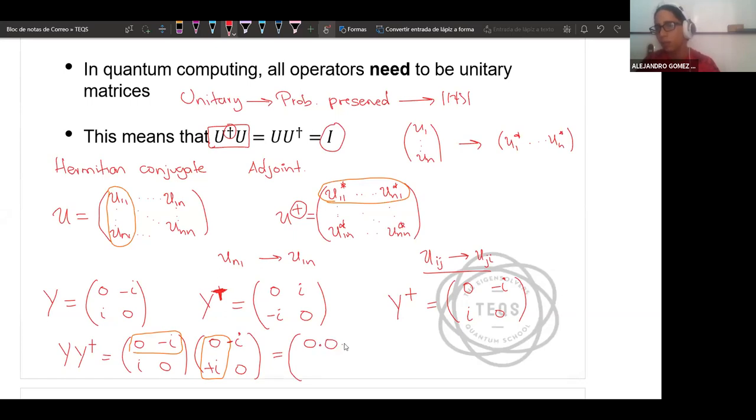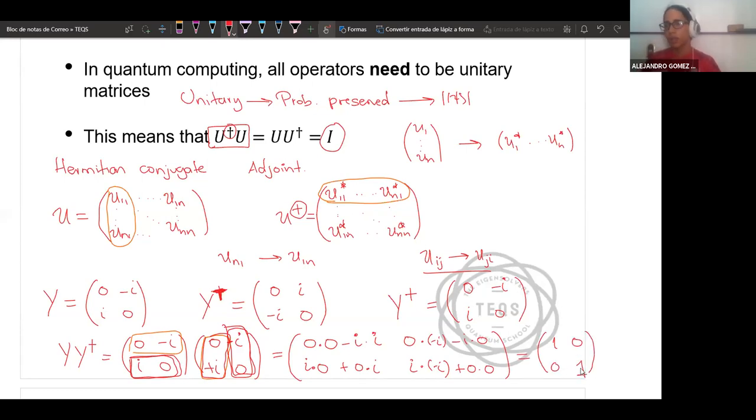Now we do it: 0 times 0 minus I times I. And the second component is this one multiplied by the second one, which is I times 0 plus 0 times I. The next component is the next column multiplied by the first row, which is 0 times minus I times 0. And then finally, we have I times minus I, the product of this column with the last row, plus 0 times 0. And this is 1, 0, 0, 1. So, in fact, this is a unitary operator.